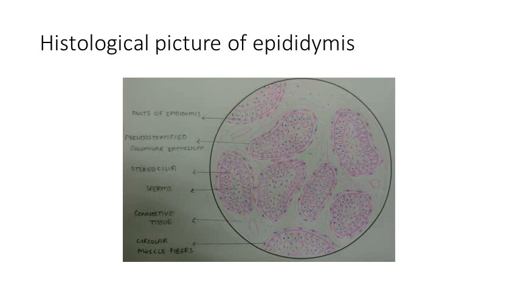This is how you are going to draw the slide in your practical copy. Draw the pseudostratified appearance of the columnar epithelium, then draw the stereocilia on the tall columnar cells, while the basal cells lie towards the basement membrane. Then in the connective tissue, you will draw blood vessels and also smooth muscles surrounding the epididymis. And you will also draw clumps of sperms in the lumen. This completes your practical of epididymis.